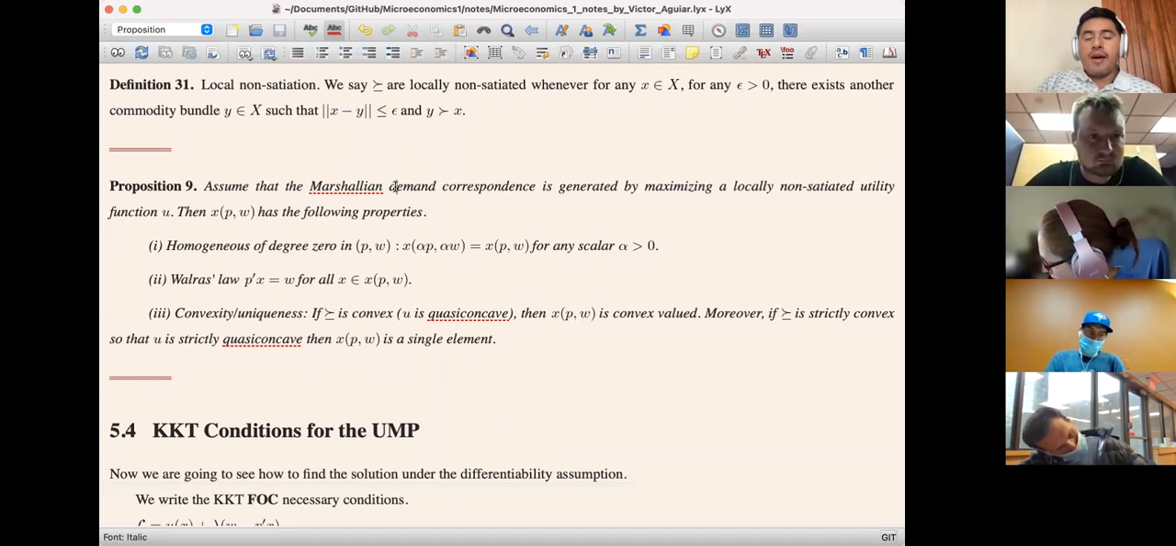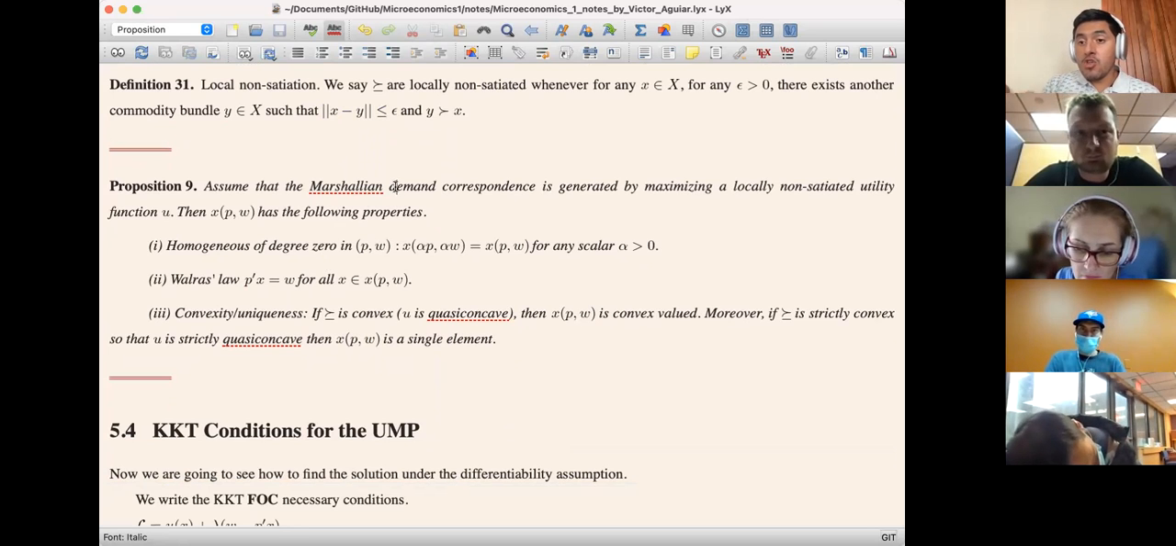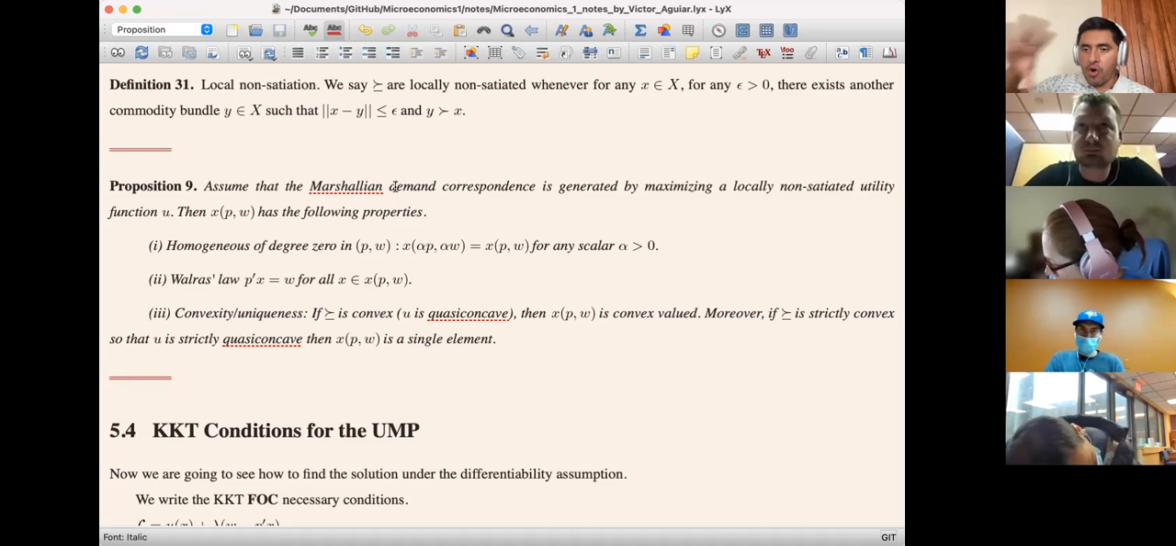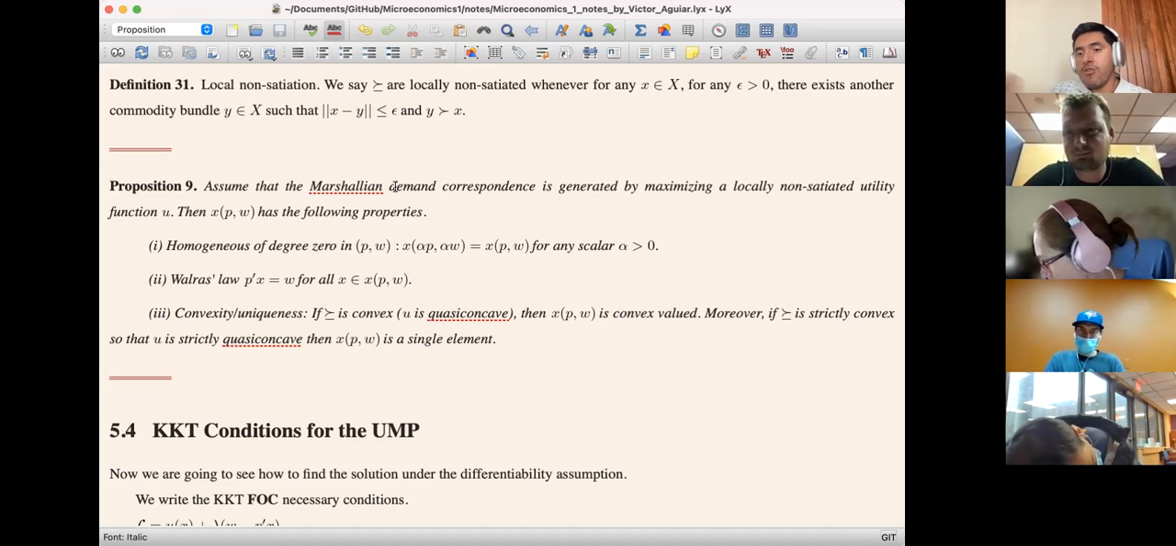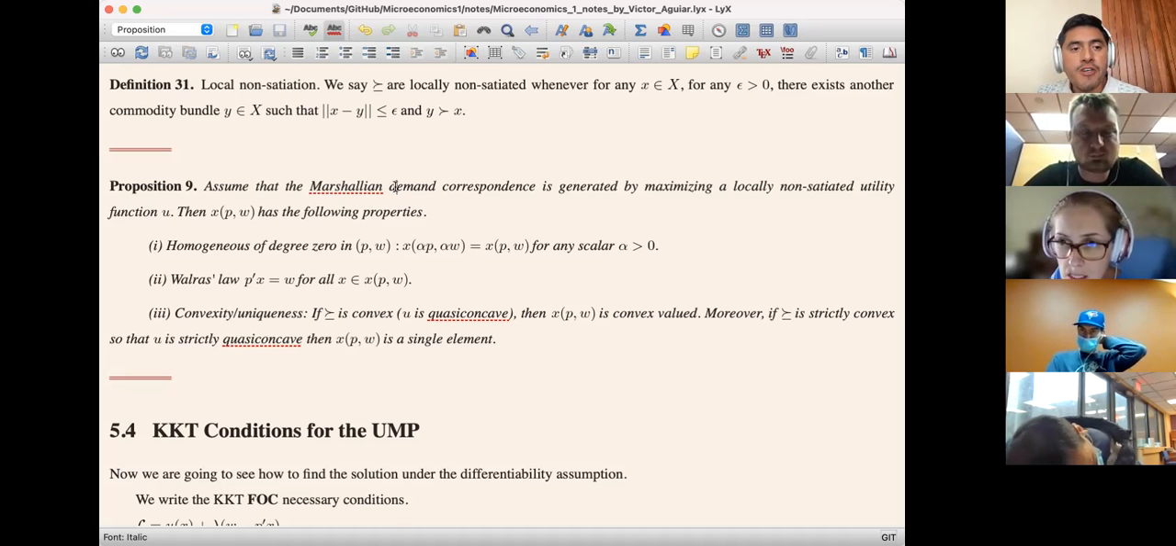Assume that the Marshallian demand, the demand that maximizes a utility, is generated by maximizing not only a continuous utility but also a locally non-satiated utility function. So on top of continuity, we're adding local non-satiation, more assumptions. Then, of course, if you assume more, you get more, so the demand correspondence has more properties. First, it is homogeneous of degree 0 in P and W.